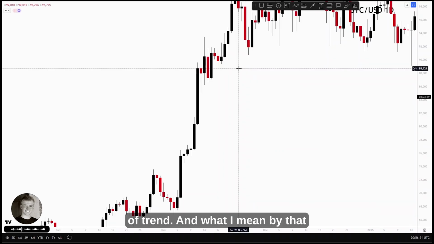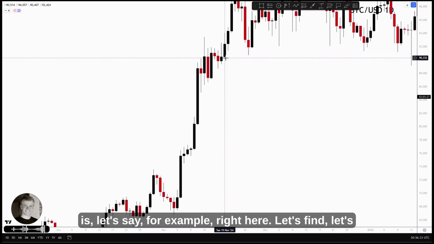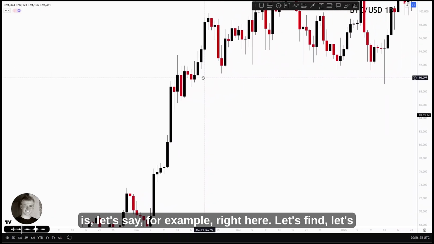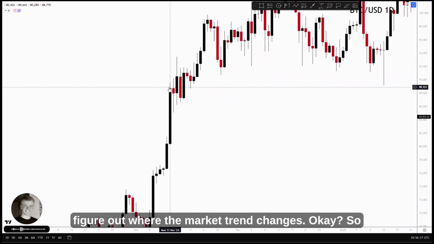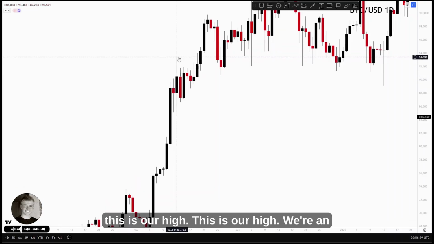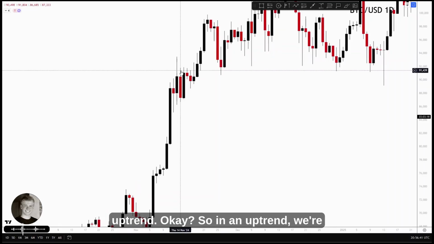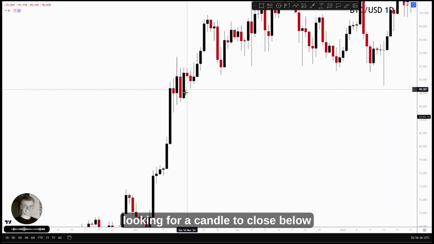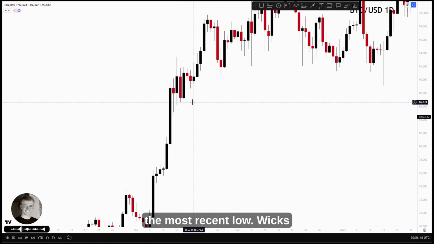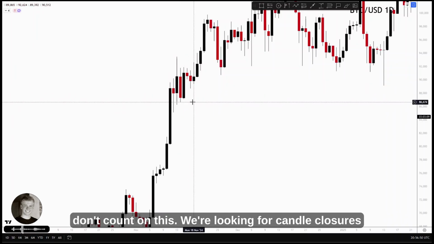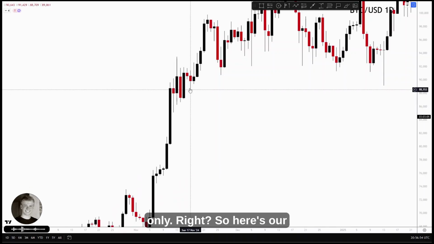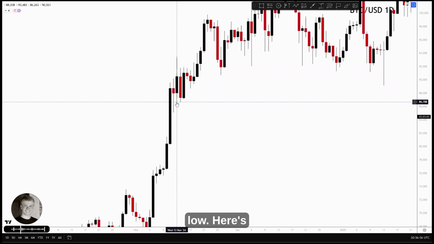of the trend. And what I mean by that is, let's say, for example, right here, let's figure out where the market trend changes. Okay, so this is our high, this is our high, we're in an uptrend. So in an uptrend, we're going to be looking for a candle to close below the most recent low. Wicks don't count on this. We're looking for candle closures only, right? So here's our low.